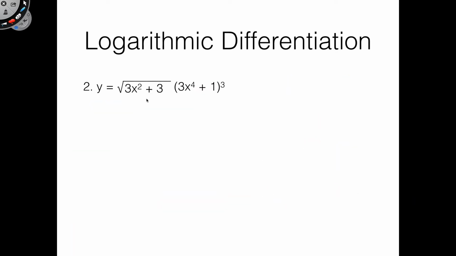In this example, again, we're just going to have to use our logarithmic differentiation, because as you can see, we've got a product rule and a chain rule, a whole bunch of things there that we don't want to have to do. So let's go ahead and break this down. So ln of y equals ln of square root of 3x squared plus 3 times 3x to the 4th plus 1 cubed.